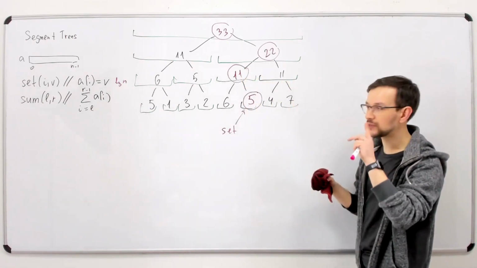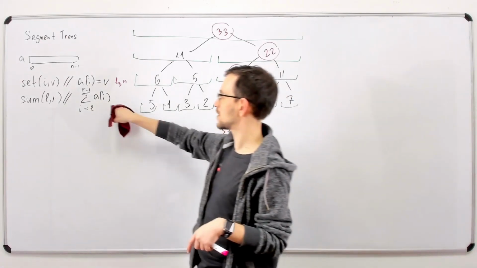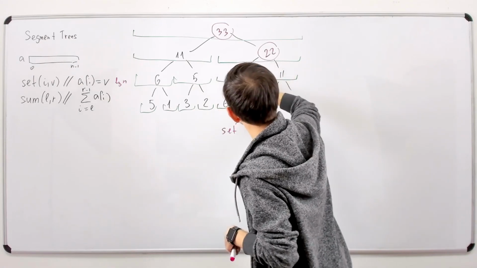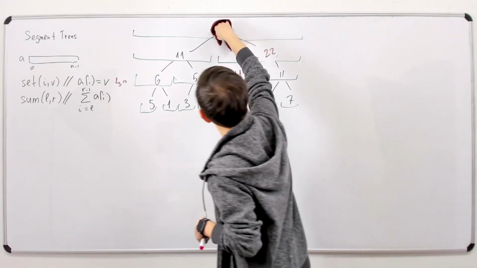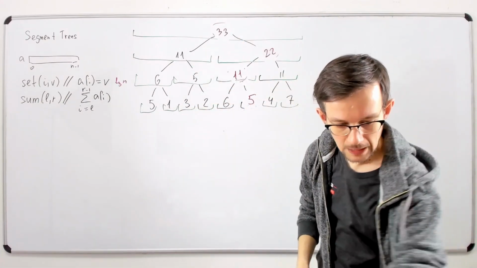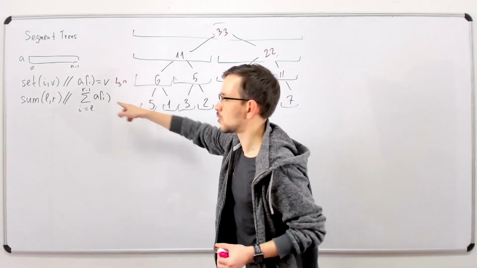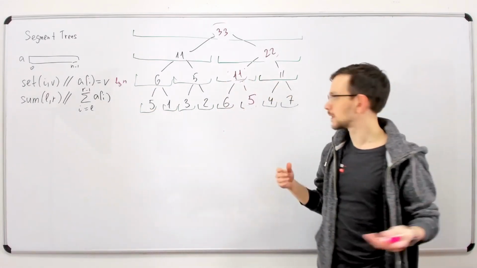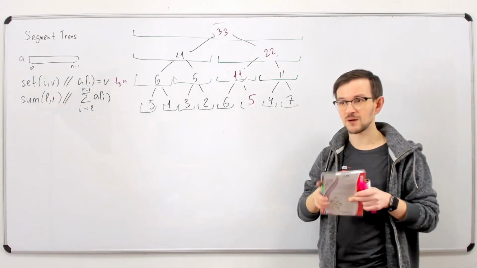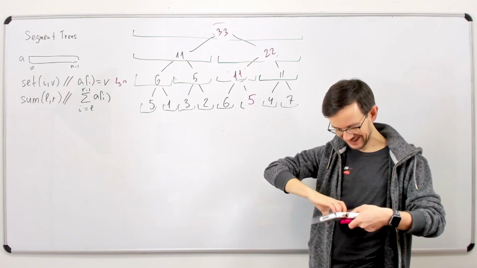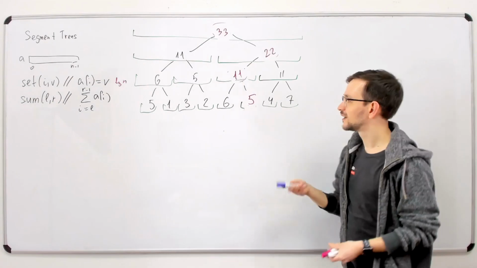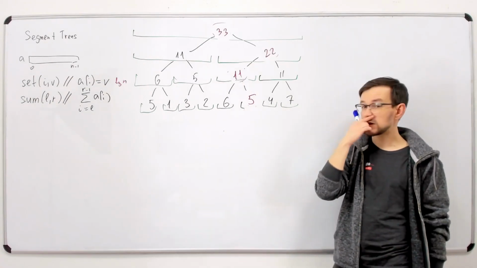Now let's see how this segment tree will help us to calculate this sum. Just erase this. Now, how will we calculate the sum on the given segment? Let's see. You're given some segment. Let's use some more colors. Let's use this blue.